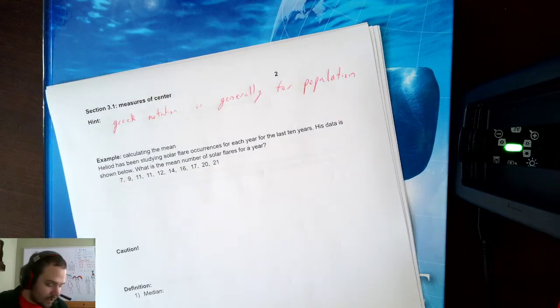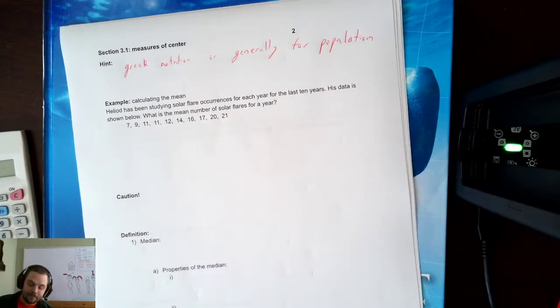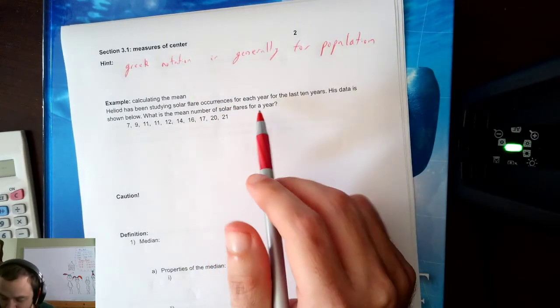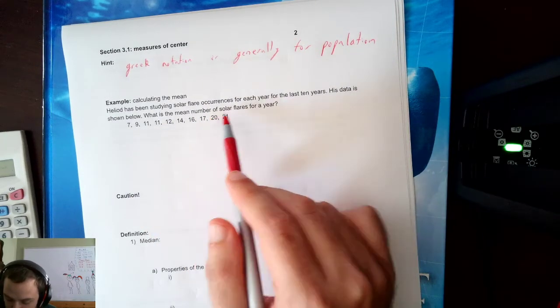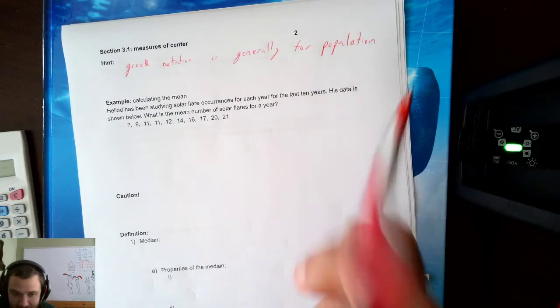Now, let's take a look at our first problem here, calculating the mean. Heliod has been studying solar flare occurrences for each year for the last 10 years. His data is shown below. What is the mean number of solar flares for a year? Notice, has he collected a population or a sample?